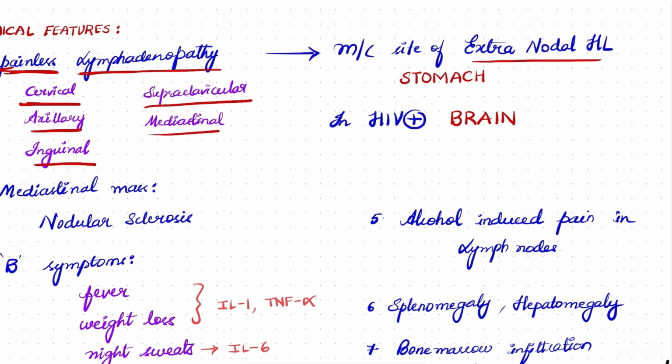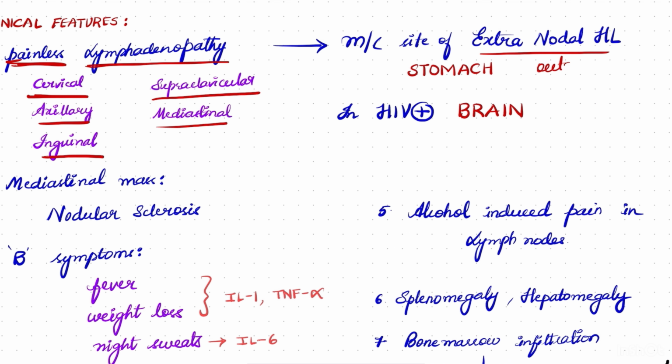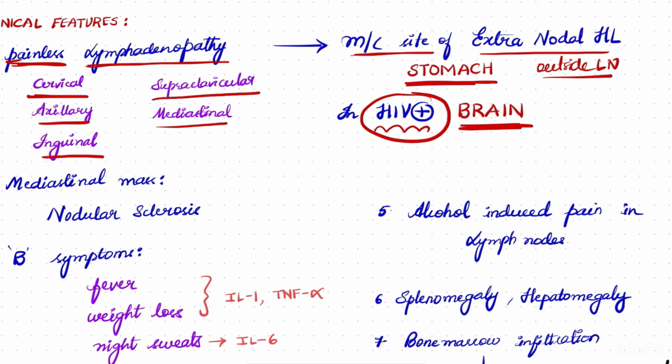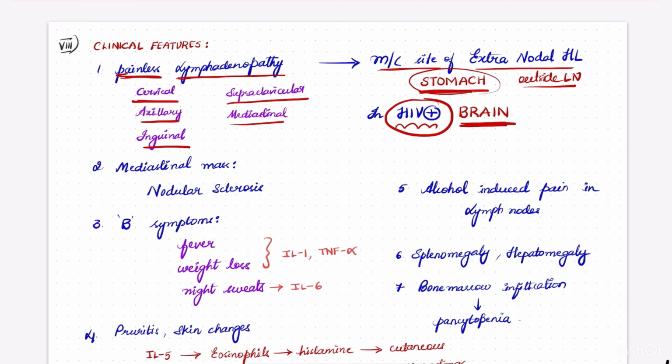But if it occurs, extranodal means outside the lymph node, any other organ or lymphoid tissue. The most common site is the stomach. The stomach wall has lymphoid tissue. That is the most common site of extranodal Hodgkin lymphoma. In cases of HIV, the most common site of extranodal disease is the brain. The brain is the most common site of extranodal Hodgkin's lymphoma in an HIV patient. In normal cases, it is the stomach.